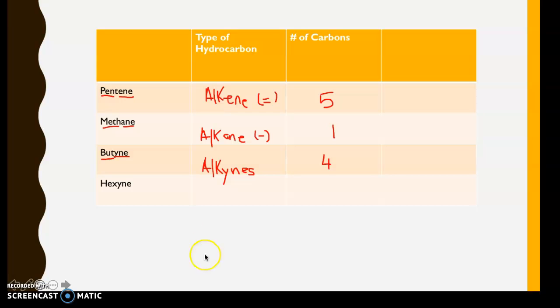And we did a couple of problems right here. See if you could do hexane. Tell me the type of hydrocarbon and the amount of carbons it has.